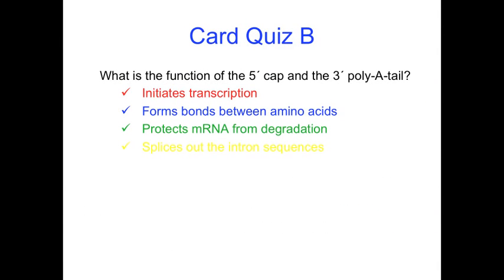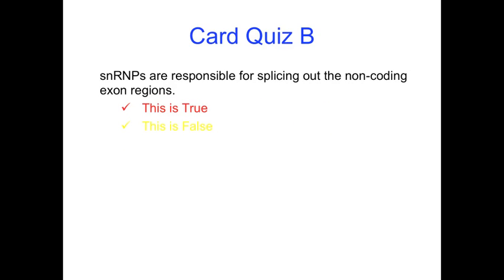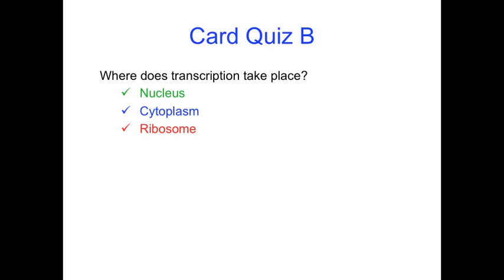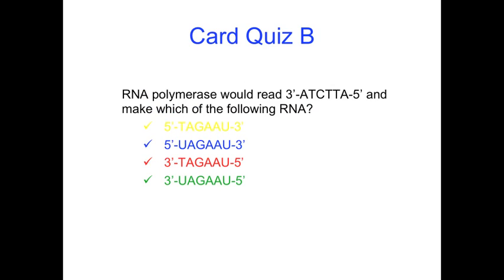So now let's take a quick card quiz to finish off this section. What is the function of the 5' cap and the 3' poly A tail? snRNPs, or SNRPs, are responsible for splicing out the non-coding exon regions. Where does the transcription take place? RNA polymerase would read from 3' ATCTTA through the 5' end and make which of the following RNAs?